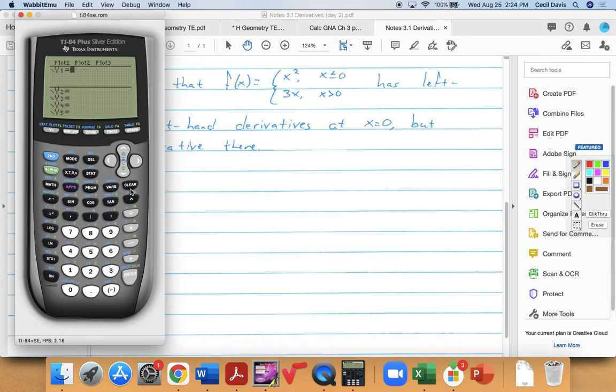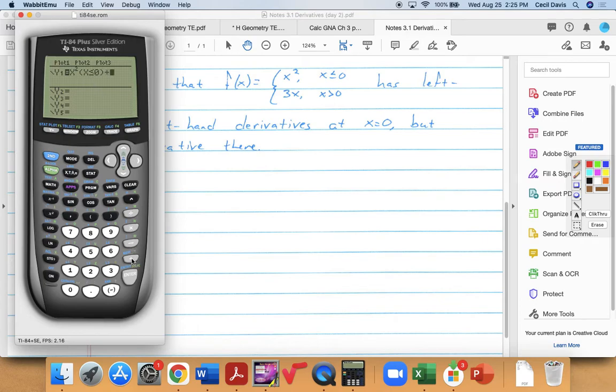Yeah. So I'm going to have x squared, and what I'm going to do is multiply that times a test. x is less than or equal to 0. It's second math. I want less than or equal to, which is number 6, 0. What that test does is if it's true, it returns a 1. If it's false, it returns a 0. So if it's false, then it doesn't do anything with this.